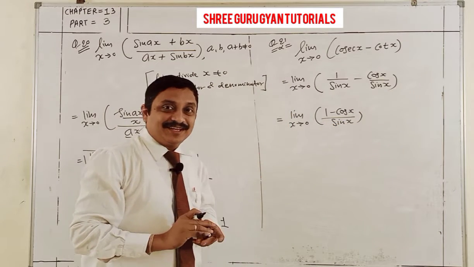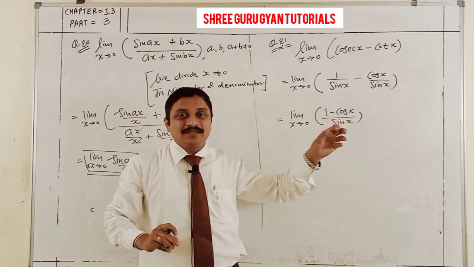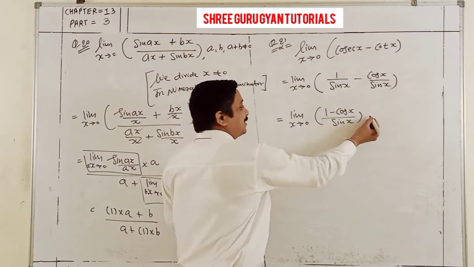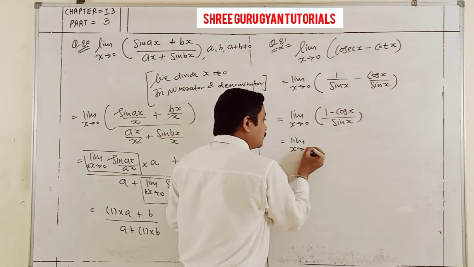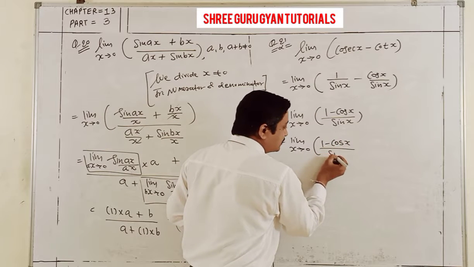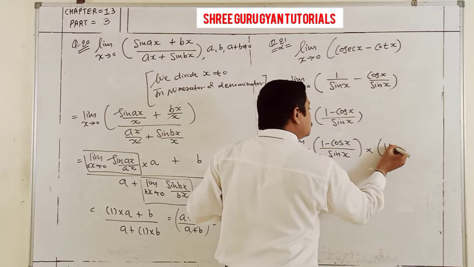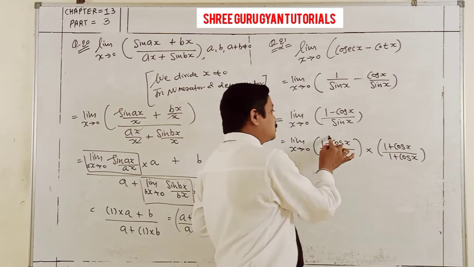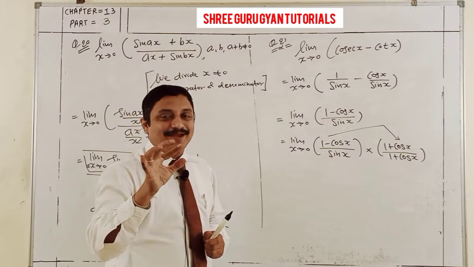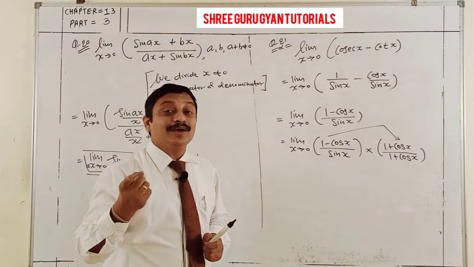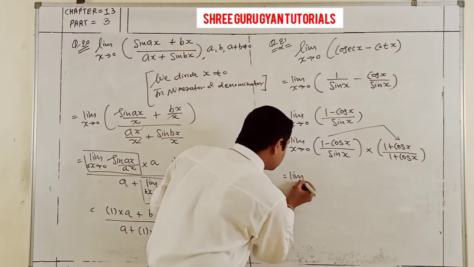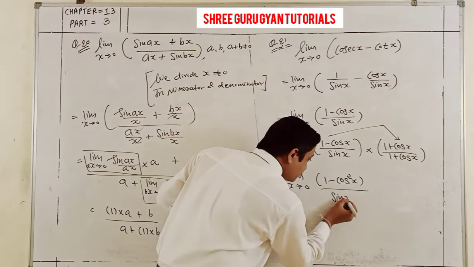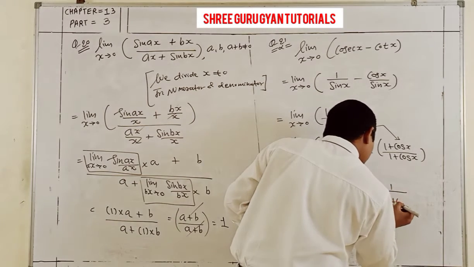Now here students wait, you can't operate the limit because sin 0 is 0, the denominator is 0, so you cannot operate the limit. So I will go to the conjugate. Here conjugate apply. So 1 minus cos x by sin x. My conjugate is 1 plus cos x, 1 plus cos x, and these two are the property of a minus b, a plus b, a square minus b square. So your answer is limit 1 minus cos square x, and here also same, 1 plus cos x.